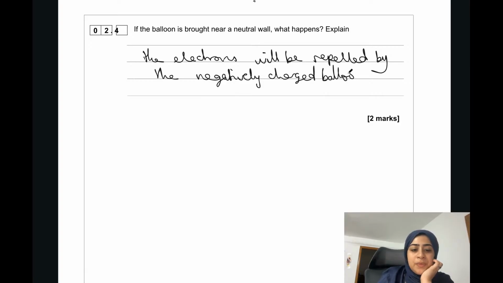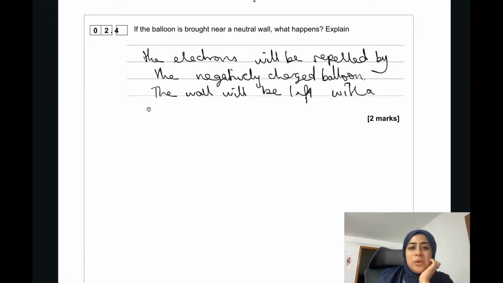Okay, and next, for the second mark, think about what the charge on the wall would be. So the wall would be left with a positive charge. The wall will be left with a positive charge.